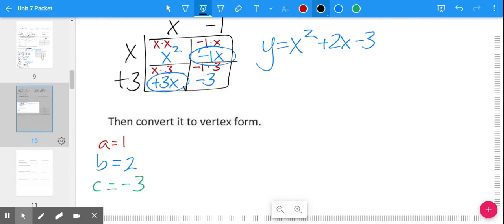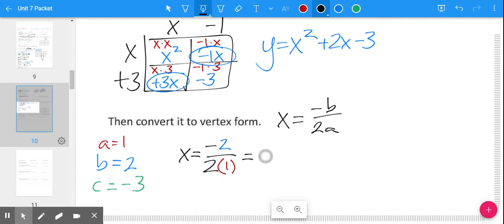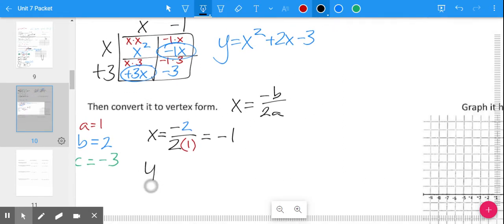So when you plug this in to find your vertex, remember we use x equals negative b over 2a to find your h value. x and h in the vertex are the same thing. So when we do this, we're left with x equals negative b, which is 2, over 2 times a, which is 1. So negative 2 divided by positive 2 is negative 1. So now we plug this back in to the original equation. We have y equals x squared plus 2x minus 3.